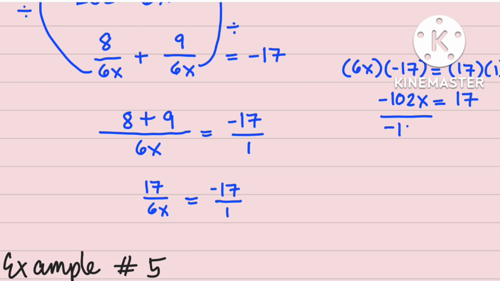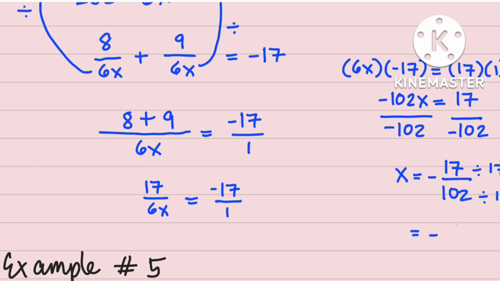Dividing both sides by negative 102, we will obtain x to be negative 17 over 102. We may notice that both 17 and 102 are divisible by 17. So we will divide both by 17 to simplify the answer. And we will get negative 1 over 6.